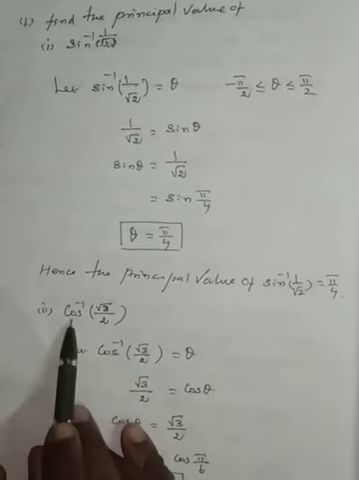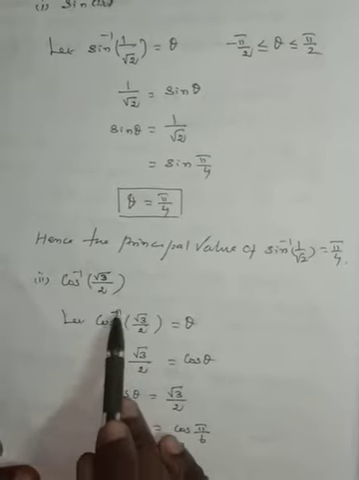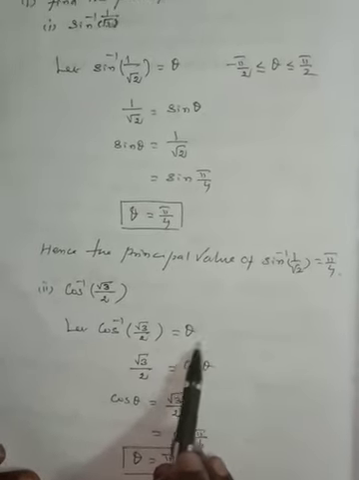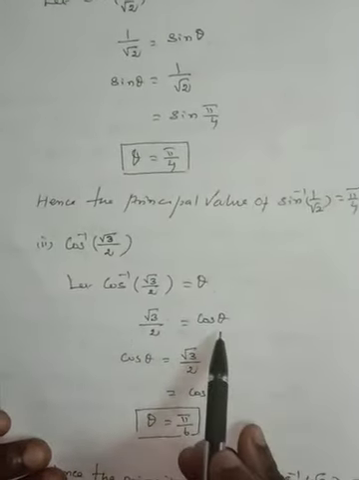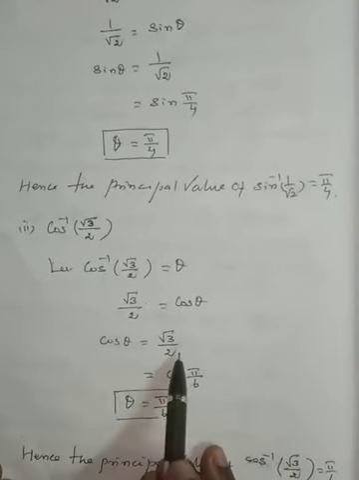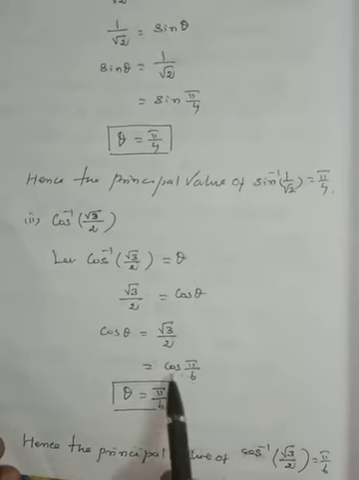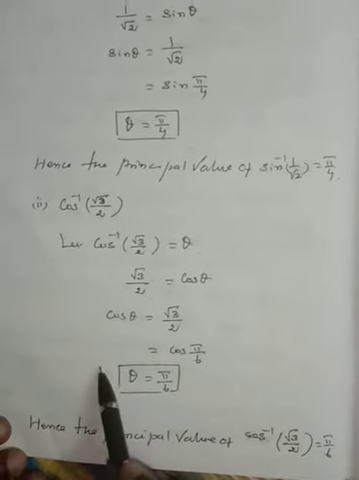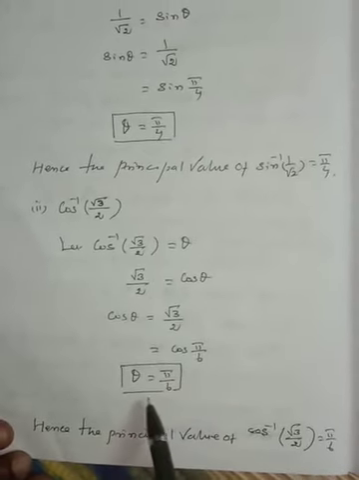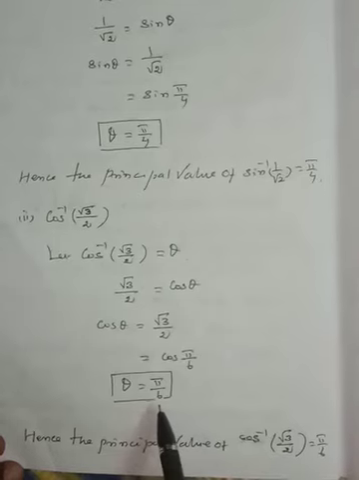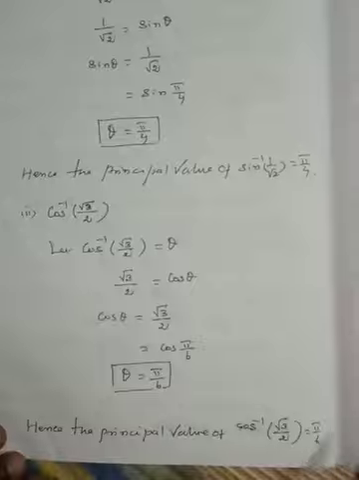Next, cos inverse of root 3 divided by 2. Let cos inverse of root 3 by 2 be equal to theta. Taking cos inverse to the right hand side, cos theta is equal to root 3 divided by 2. Root 3 divided by 2 in the cos column is cos of pi by 6. Taking cos inverse on both sides again, we get theta is equal to pi by 6. This theta equal to pi by 6 is the principal value. Hence, the principal value of cos inverse of root 3 divided by 2 is pi by 6.